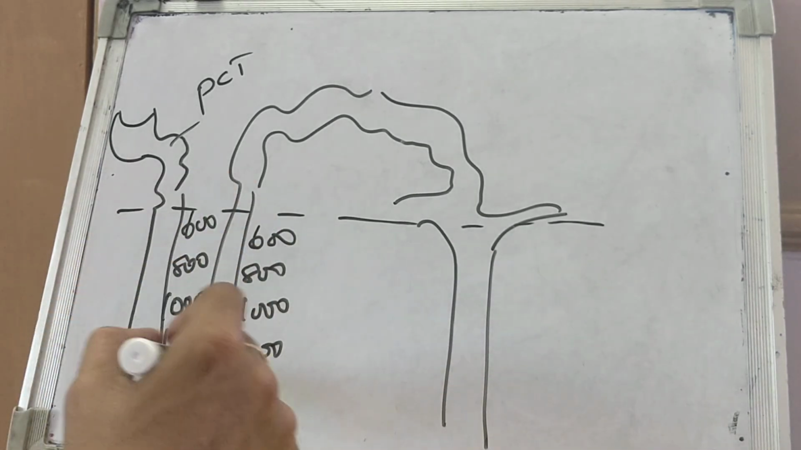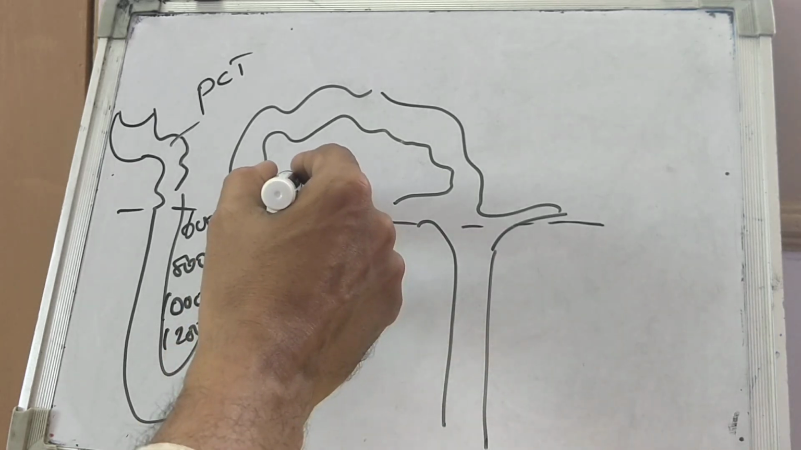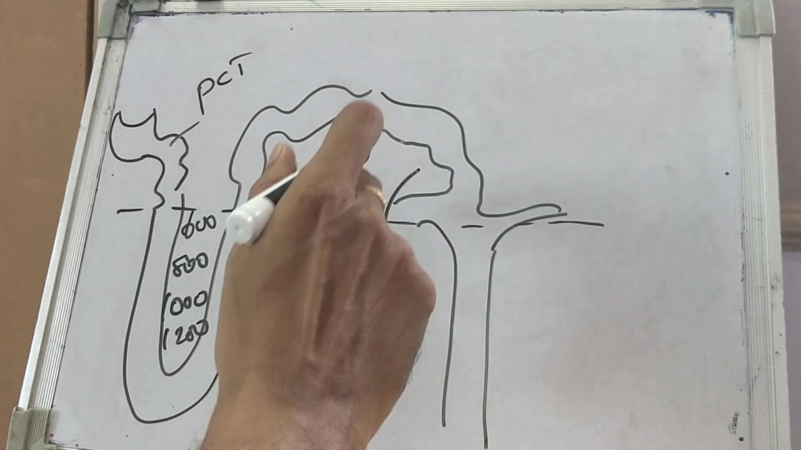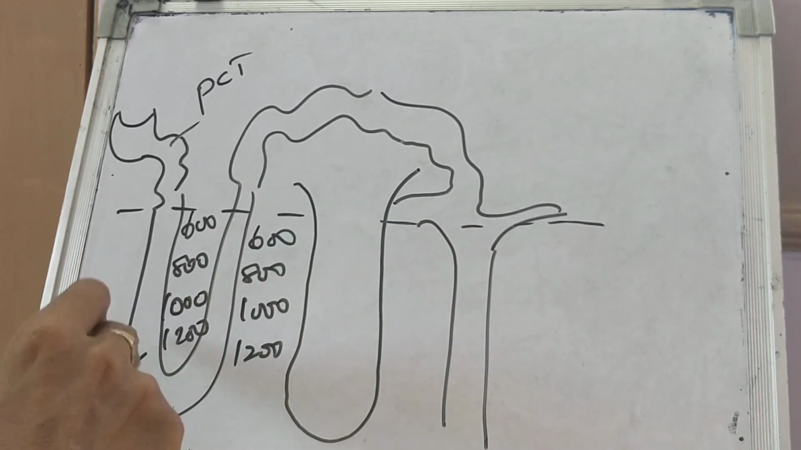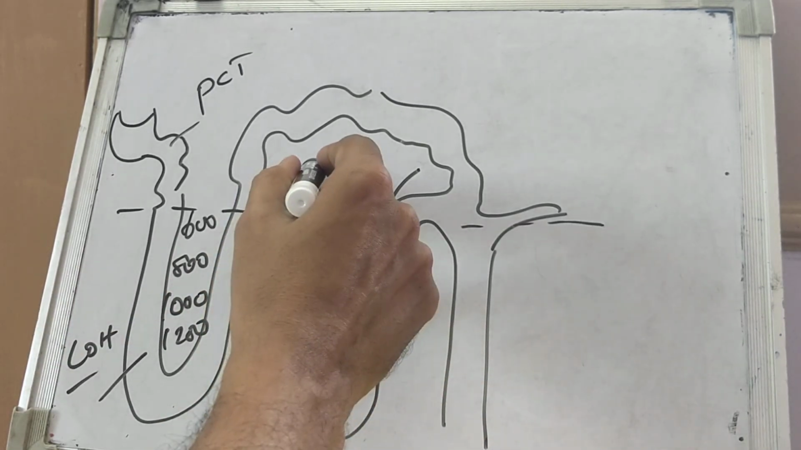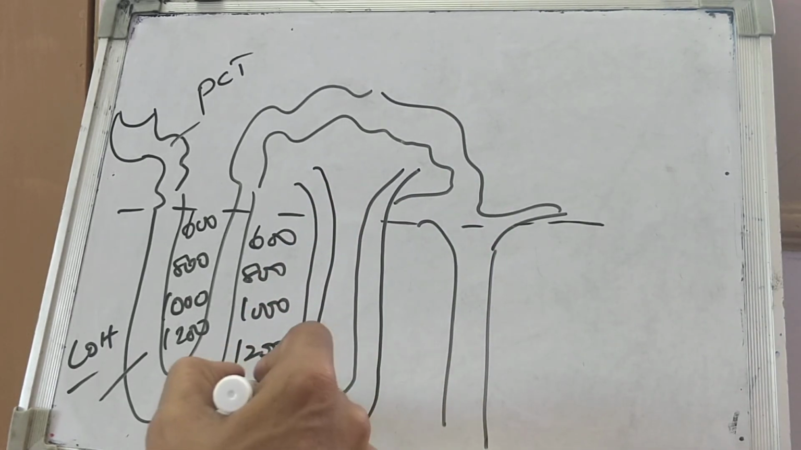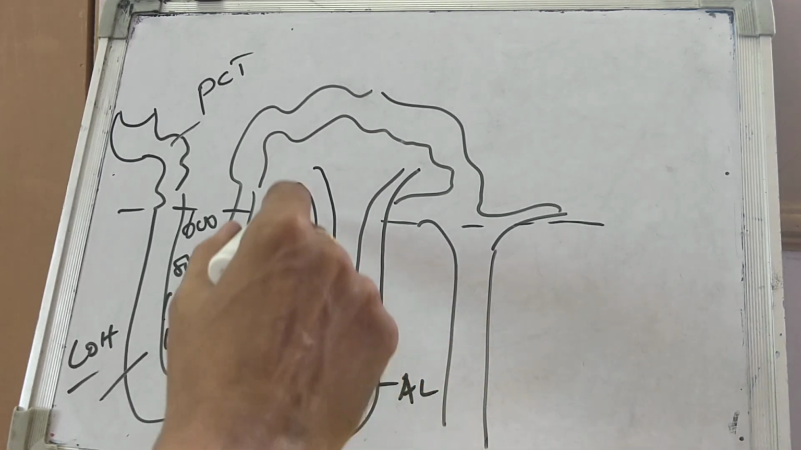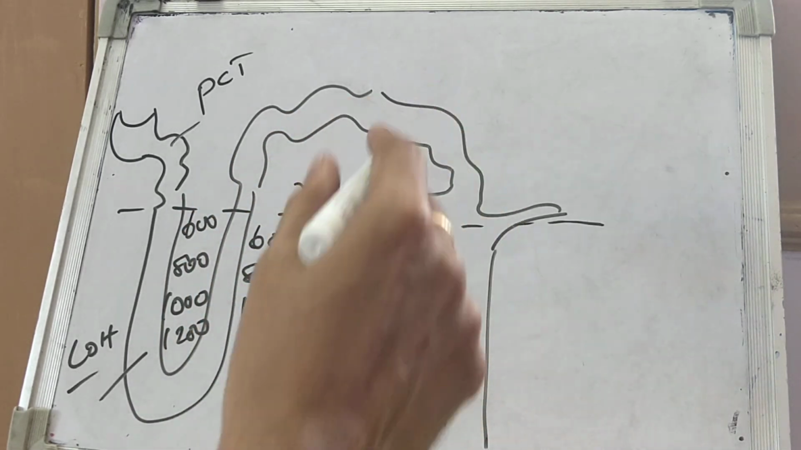Now this created gradient is maintained by the vasa recta. So vasa recta is a specialized peritubular capillary running adjacent to the Henle loop, and this is the vasa recta. Now what happens? The vasa recta is also having a descending limb and an ascending limb, and it contains the blood. So blood is flowing through the descending limb and going to the ascending limb.